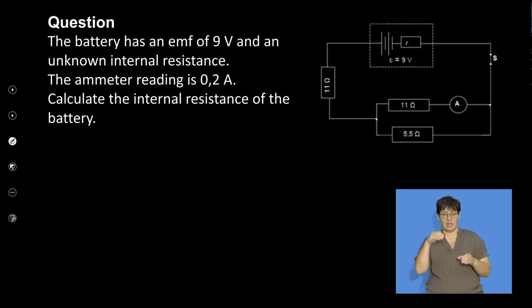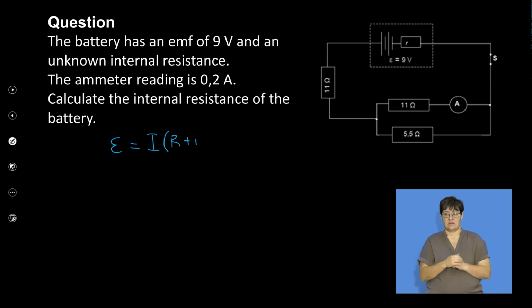Now we want to calculate the internal resistance of the battery. That's the next question. Here's the circuit alongside. Now we know that E is equal to I(R plus r). But we're interested in the internal resistance of the battery. But now, bear in mind that if this is 0.2 amperes, this is going to be what?